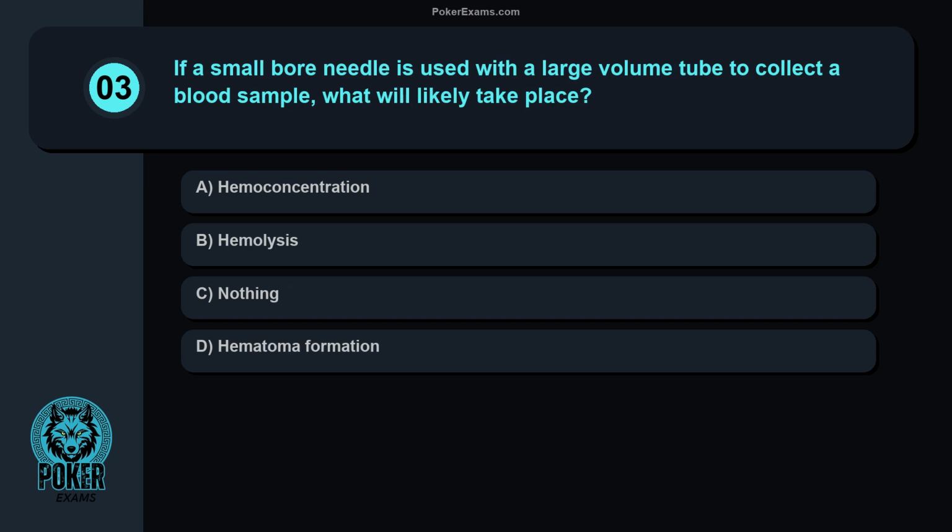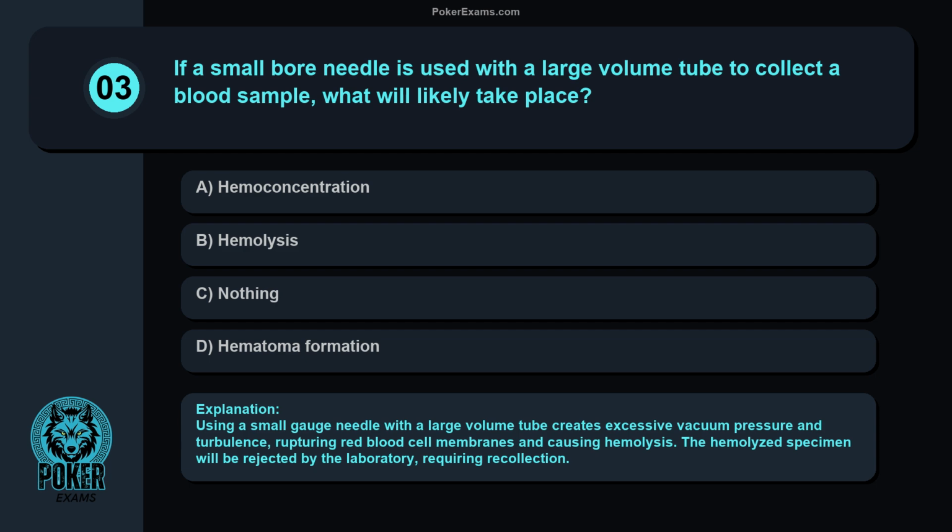Question 3. If a small bore needle is used with a large volume tube to collect a blood sample, what will likely take place? Hemoconcentration. Hemolysis. Nothing. Hematoma formation. Using a small gauge needle with a large volume tube creates excessive vacuum pressure and turbulence, rupturing red blood cell membranes and causing hemolysis. The hemolyzed specimen will be rejected by the laboratory, requiring recollection.